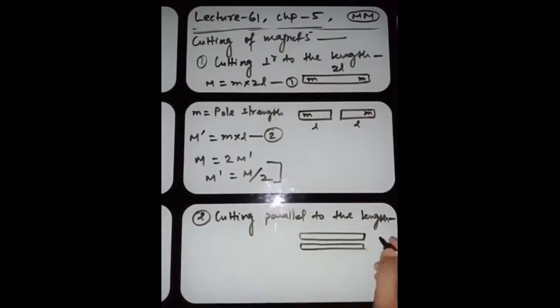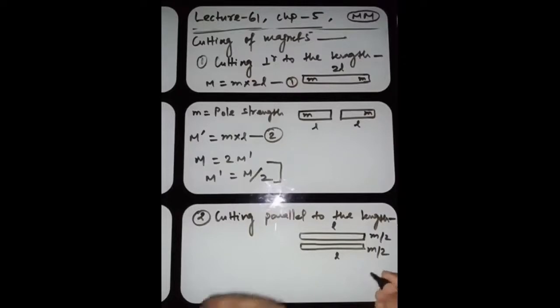What will happen, my dear students? The cross section will change, but the length of the 2 pieces will not change. And remember one thing, pole strength will also reduce by half. If you cut in this way, the pole strength will reduce by half.